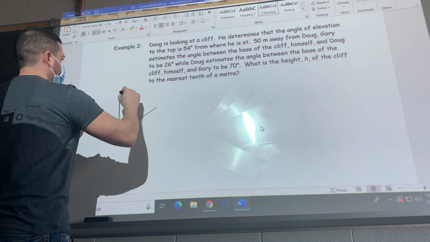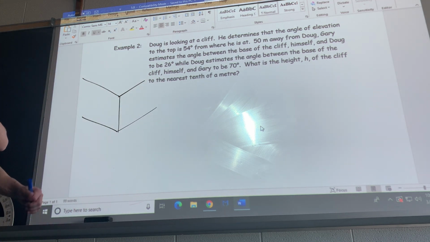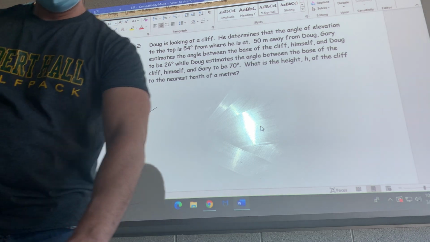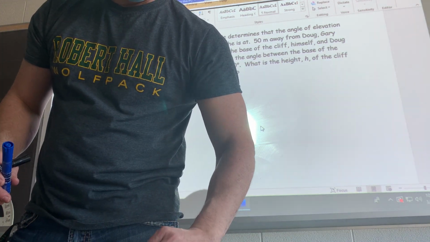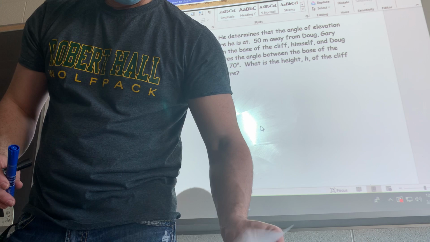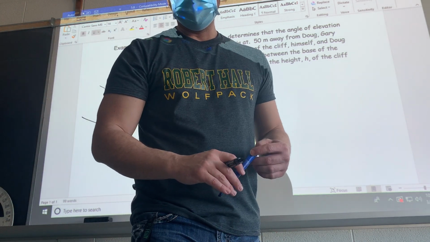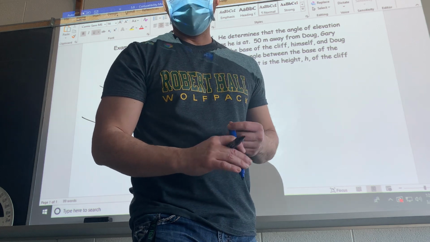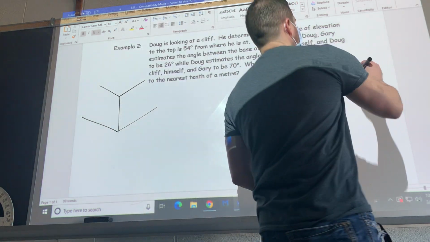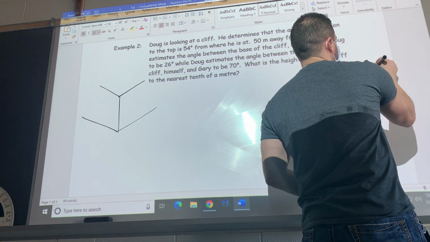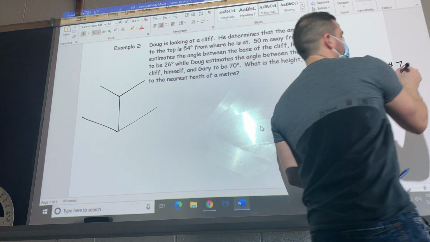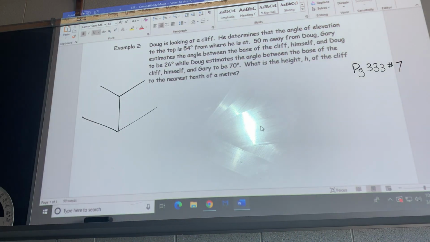Okay, so this is my cliff. My apology, guys. I know I pulled this from an example. If you could look at page 333, number 7, I'm going to be drawing something along those lines.